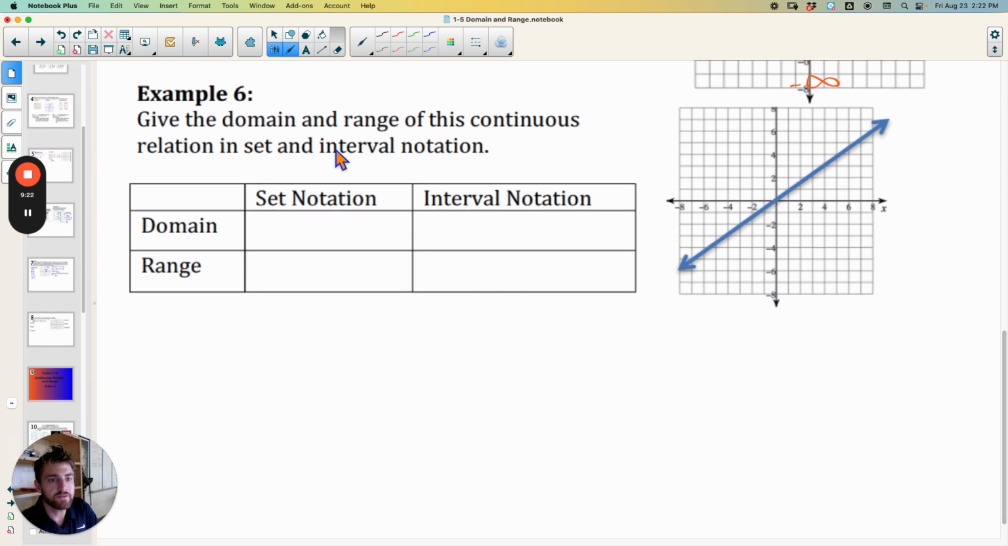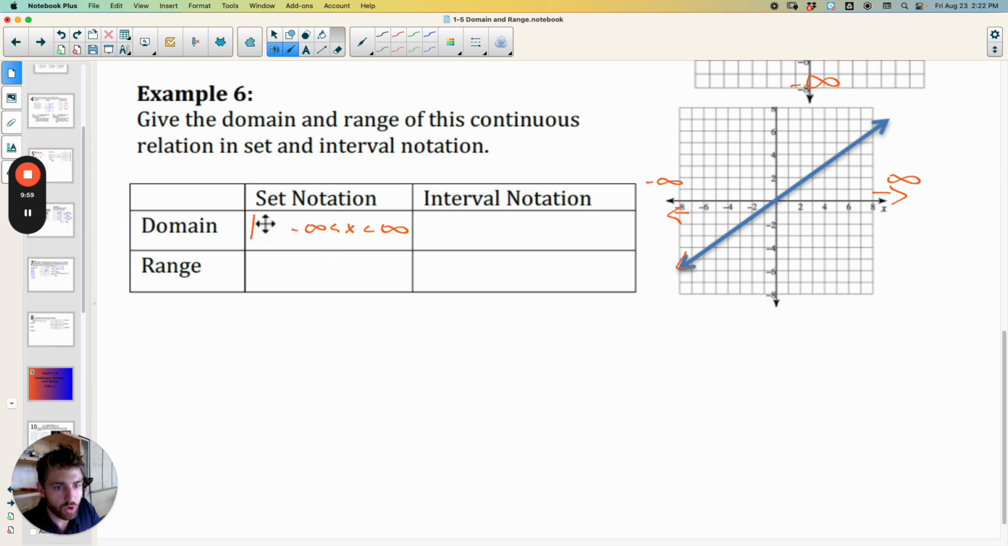All right, so give the domain and range of this continuous relation in set and interval notation. First off, and this is what we'll get into a little bit later, but think about what's going on the x-axis. You've got an arrow that's going infinitely in this direction and in this direction. So that means that x is going to be between positive infinity and negative infinity. And what we like to call that when we have a situation like that, I'll go ahead and write it down. So x is less than positive infinity and greater than negative infinity.